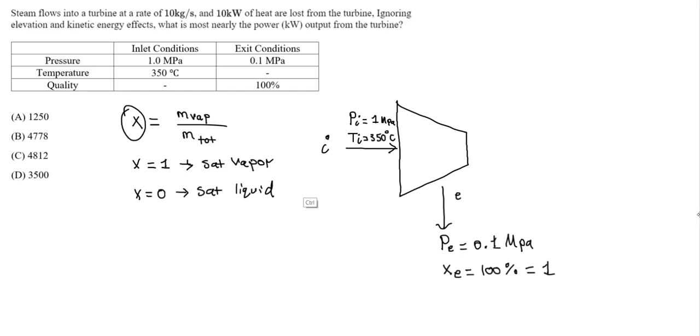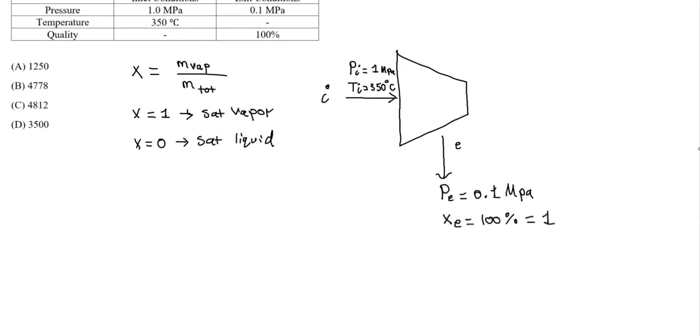So this is what's denoted here by the quality. This is going to be very important as we solve for the enthalpy at the exit. We know we have a completely saturated vapor. So that's that. And given these conditions, we want to again find the power output from the turbine. So we're going to apply the first law of thermodynamics. And I'll refer to the FE handbook just like I always do.